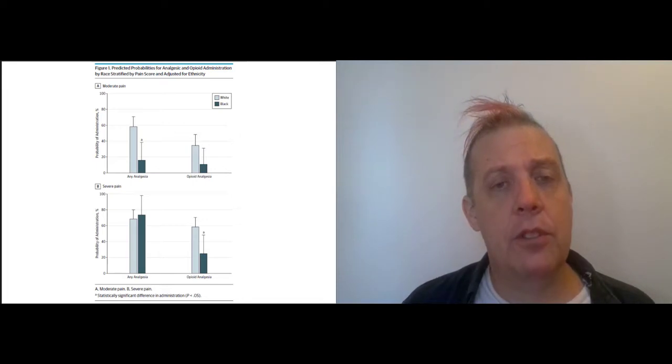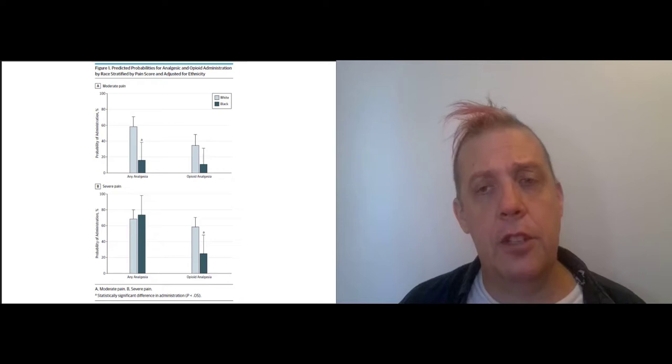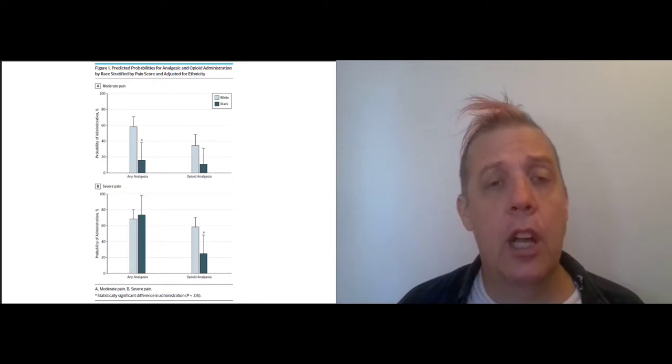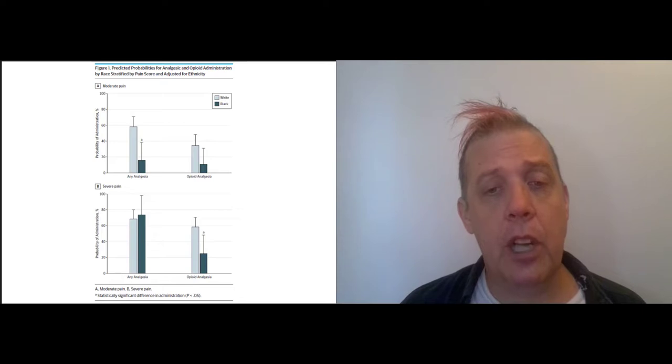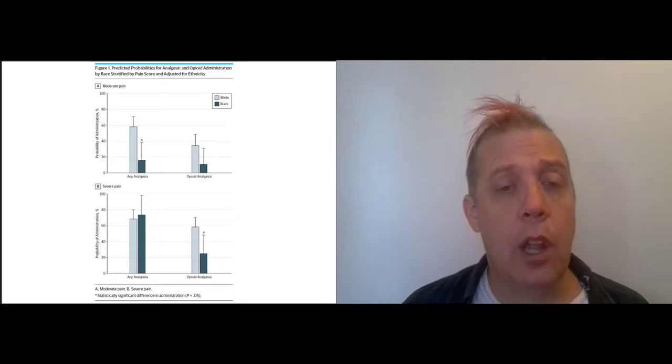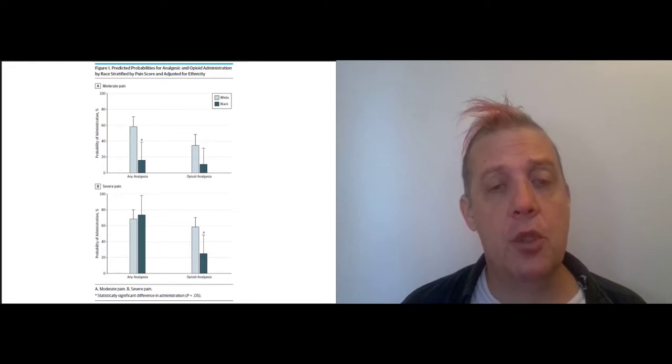And one of the things that you see here is that it looks like you see two kinds of effects going on. So black children are less likely to receive pain relief at all for moderate pain. And then when it comes to severe pain, they're less likely to receive opioids, but they're actually more likely to receive other sorts of pain relief.